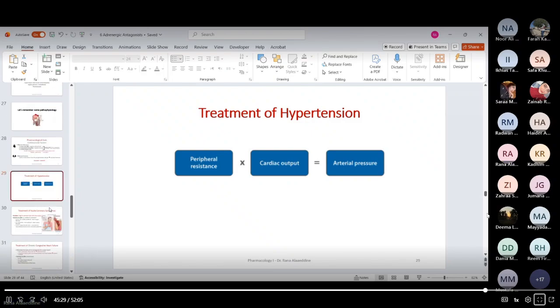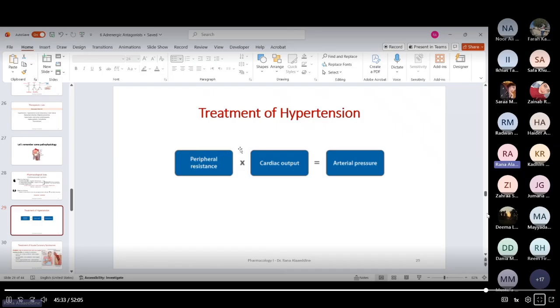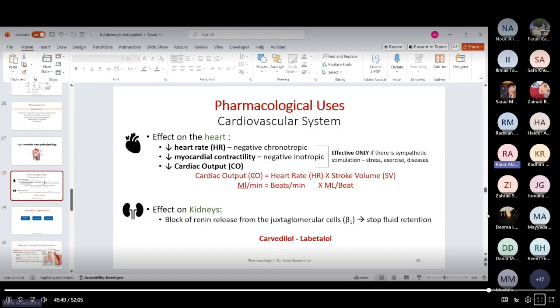Okay. For patients with hypertension, guys, beta blockers are good drugs, but not the best drugs for treatment of hypertension. Take a look. Hypertension, how does the blood pressure come? It comes from peripheral resistance and from the cardiac output. So what is a beta blocker, guys, doing to the cardiac output?